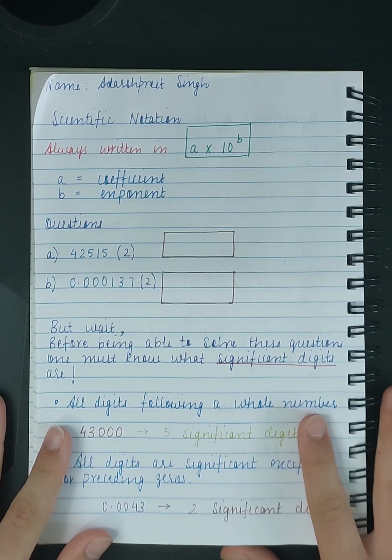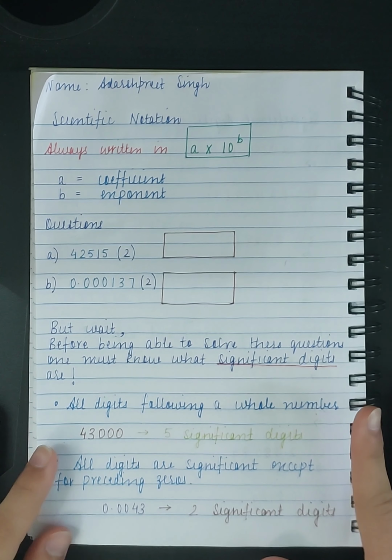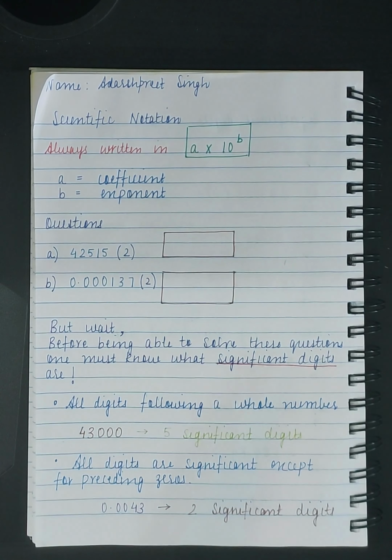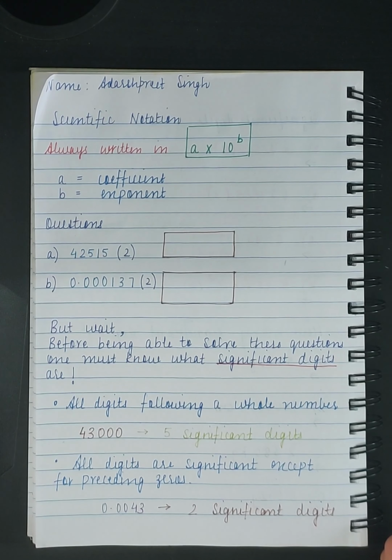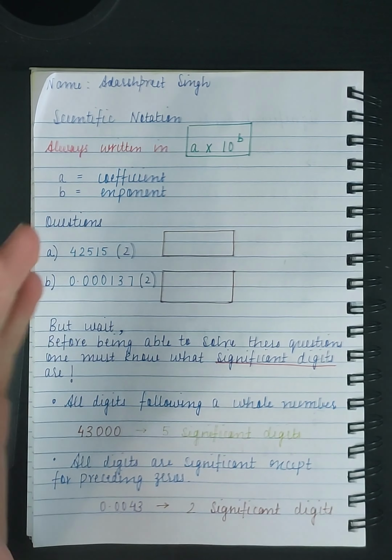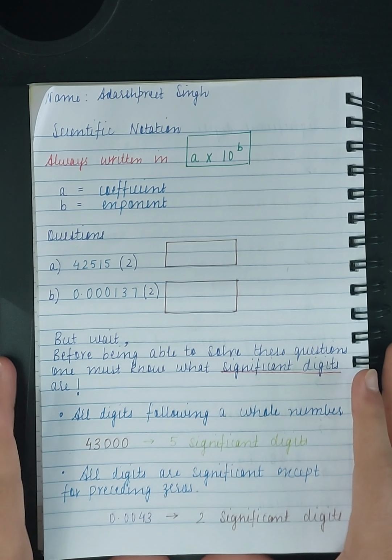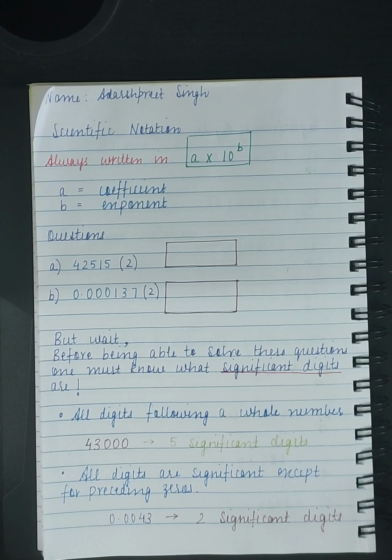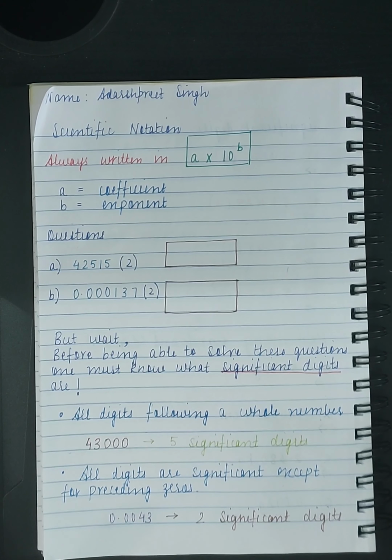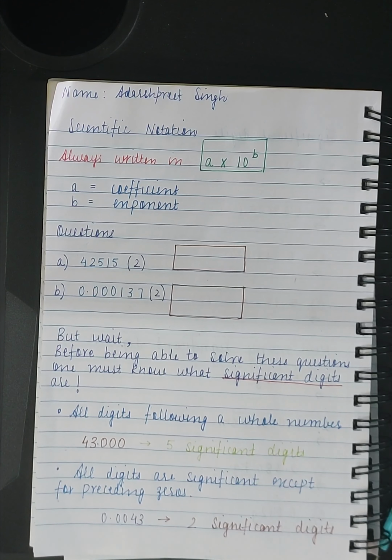So, as you see, today's topic is scientific notation, always written in the form a multiplied by 10 raised to the power b. As mentioned, a is the coefficient and b is the exponent. Now let's get down to some questions, as this concept in and of itself is a very easy topic and you won't find any difficulty understanding it.